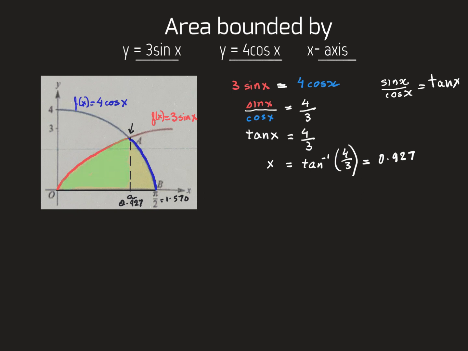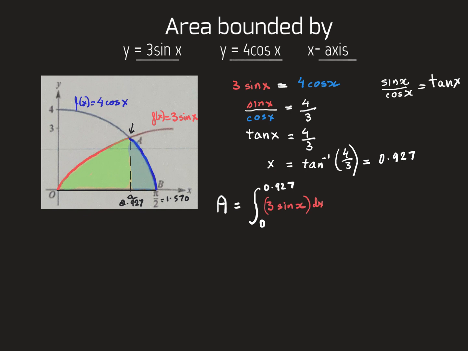So to find the area of the yellow shaded region, we're going to divide this into two areas, that green one over here and that blue one over here. So the total area will be the area bounded by the red function from 0 to 0.927, which is 3 sine x, bounded by the x-axis, plus the area from 0.927 to 1.57 of the function which is 4 cos x.